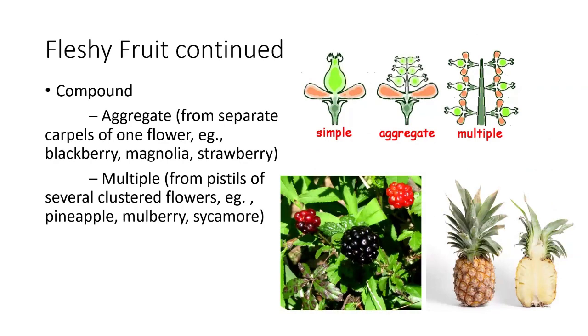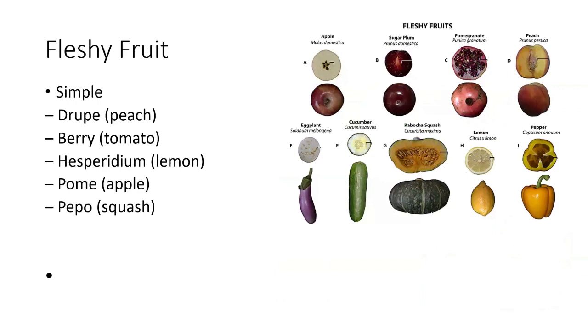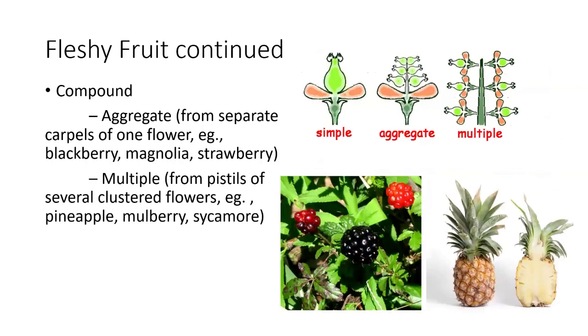Fruit can be classified either as simple. So again, these are simple fruits. That means that they produce from one flower and from one ovary, or they can be compound. So that means that they produce from either a single ovary and multiple flowers, or they can have both multiple ovaries and multiple flowers.